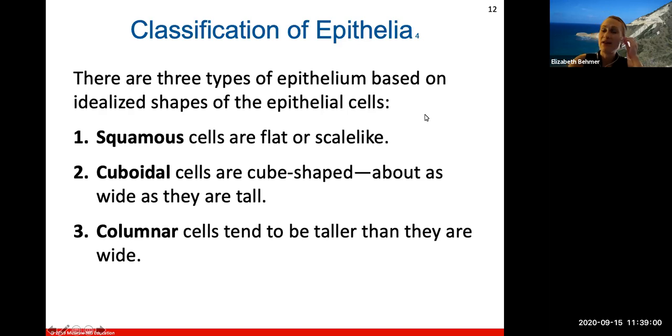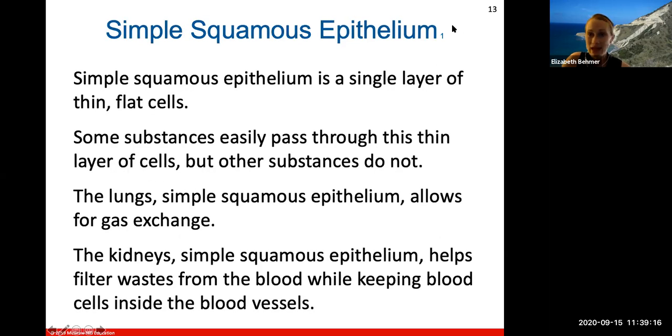Then we classify epithelial by the shape of their cells. The squamous cells are flat, irregular, they kind of look like fried eggs. Cuboidal cells are cube-shaped, and columnar cells are more rectangular shaped. Simple squamous then is a single layer of thin flat cells. Because it's a single really thin layer, substances can easily pass through it, like in the lungs and in the kidneys. In your lungs, carbon dioxide and oxygen will pass through the simple squamous epithelium surrounding your air sacs. And in your kidneys, simple squamous epithelium will help filter wastes from your blood.